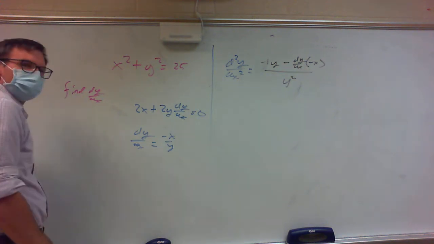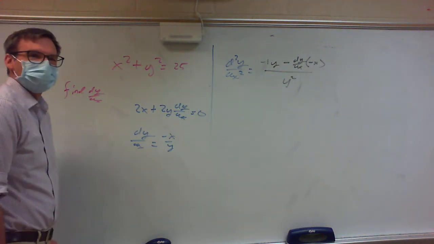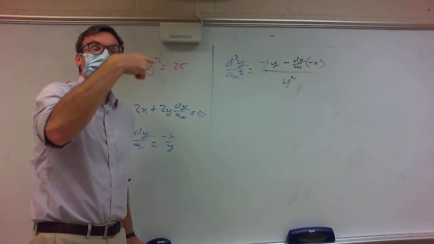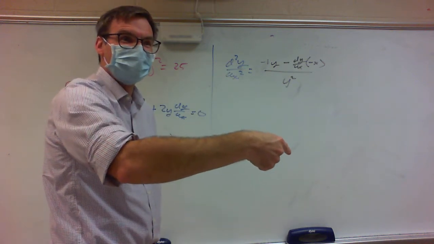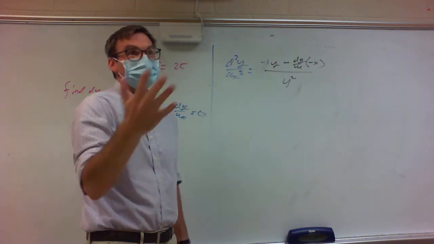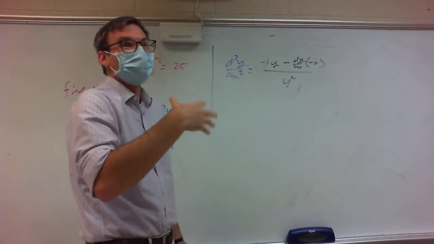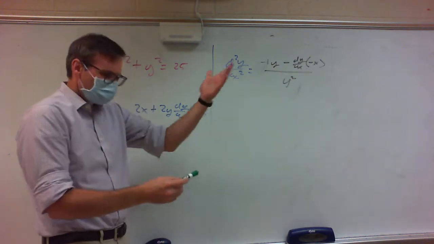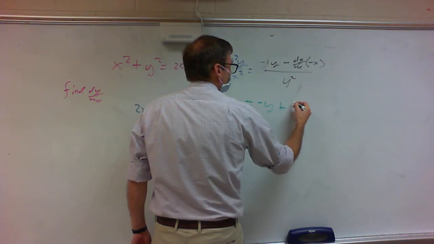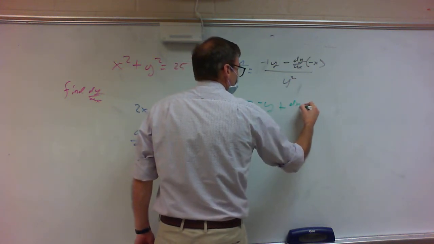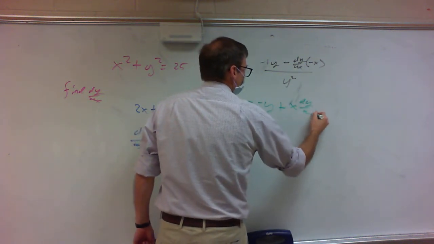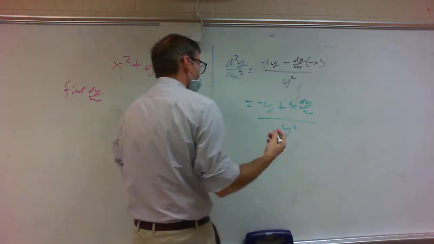Wait, so the derivative of y, is it y dy/dx? Well, the derivative of y is 1, and because you took the derivative of y, you have to put a dy/dx. Or you could think, well, the derivative of y is dy/dx, the derivative of y with respect to x. So if I clean it up a little bit, I end up with -y plus x dy/dx, all over y squared.